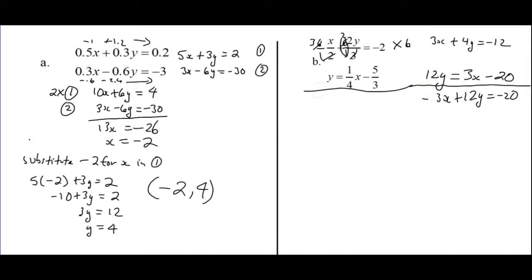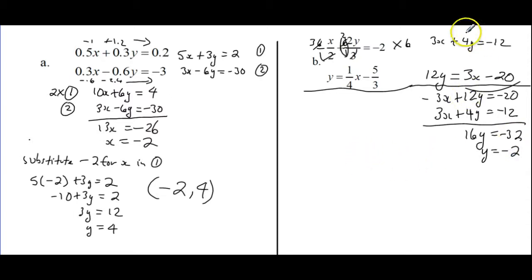So here, this was our first shot at getting rid of the denominators. We now have this equation rearranged from here. We'll take the 3x plus 4y equals negative 12. We're going to add these two. I get 16y, and that'll be negative 32. And so y is equal to negative 2.